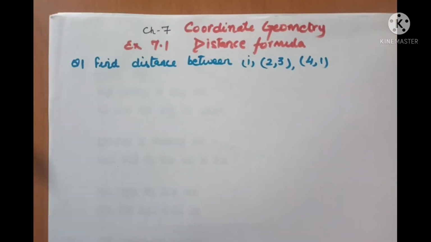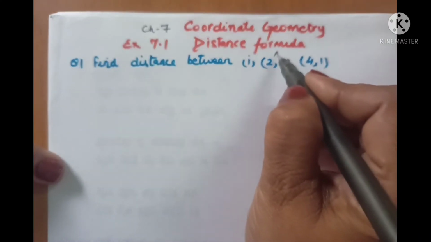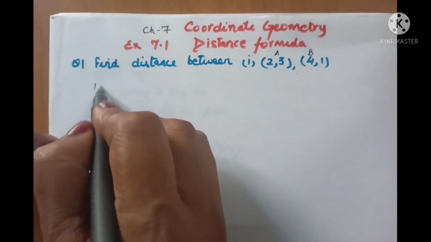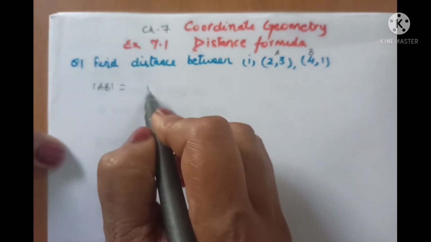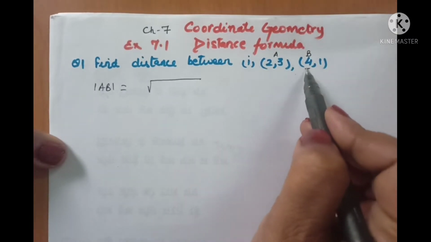Now let's see how we apply the formula. I will tell you a very easy method. We have to find the distance between these 2 points. So just name these 2 points as A and B for your convenience. Now AB will be equal to the square root of, see, first you concentrate only on the x coordinates.